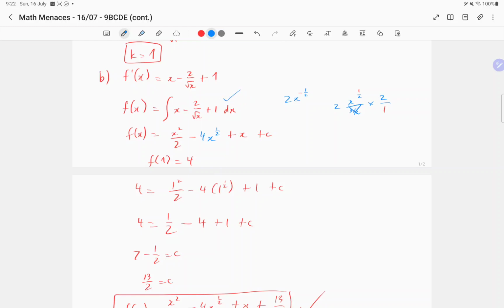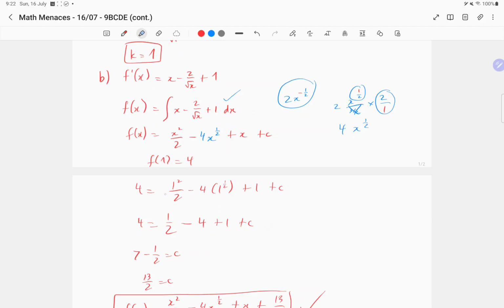And 2 over square root x is 2x to the power negative half. Add 1 to that is 1/2. Divide by 1/2 is times 2 over 1, which would be 4 square root x, or 4x to the power 1/2. Right? And the minus is a minus. Okay, so far so good. Plus x, so 1 becomes x, becomes x squared over 2. All right, so far so good, I think. Any mistakes there? I can't see any.